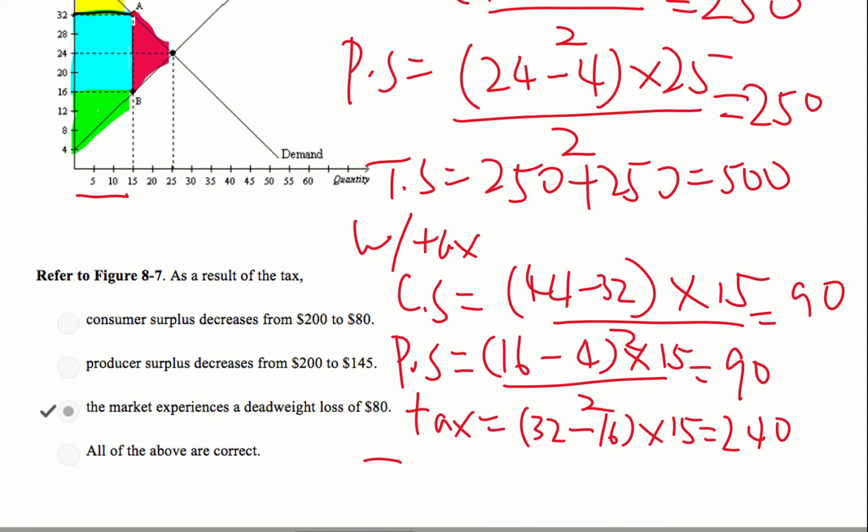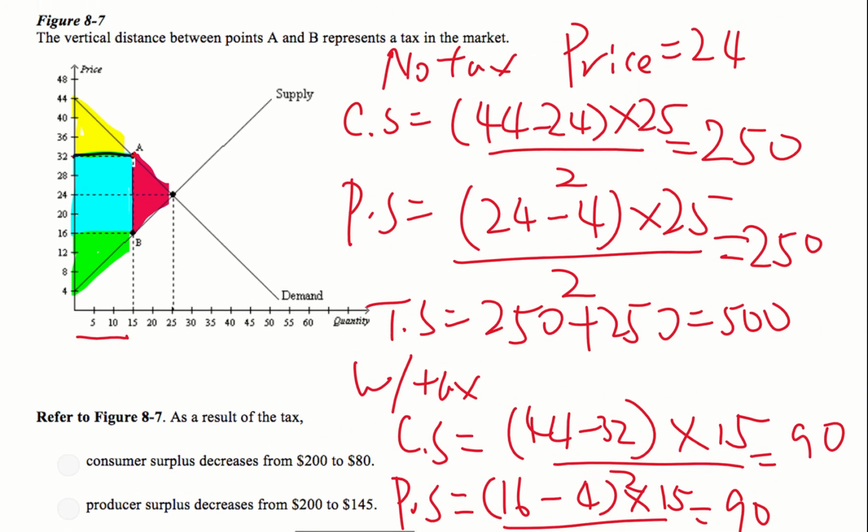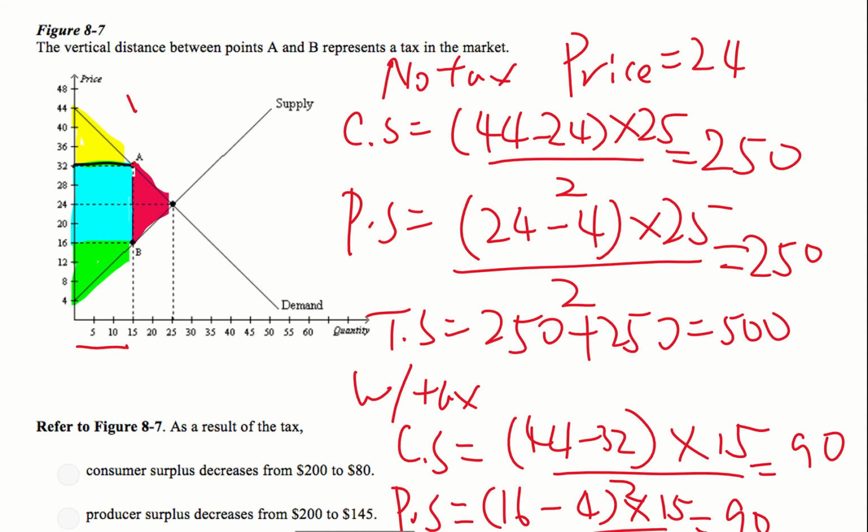And our total surplus is all three together. So 90 plus 90 plus 240. This should be 90 plus 90 plus 240, and that's 420. And then the little triangle here, our deadweight loss. So for the deadweight loss, let's find out how much this is.